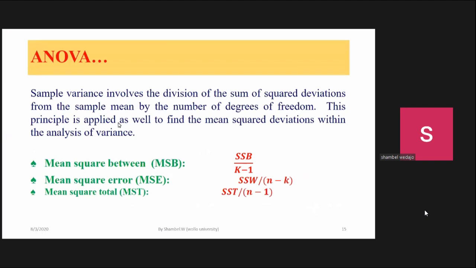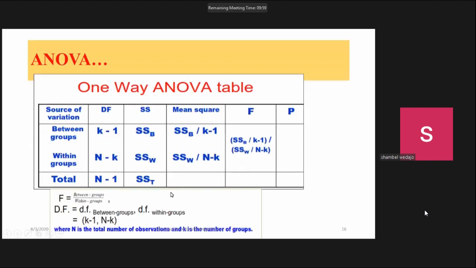So, one way ANOVA table. Sources of variation: between group variation, within group variation, total. So the degrees of freedom between groups is k minus 1. If you have 5 groups, minus 1, that is 4 degrees of freedom. If you have 3 groups, you have 2 degrees of freedom. Within group is n minus k, where n is the total number of samples and k is the number of groups.